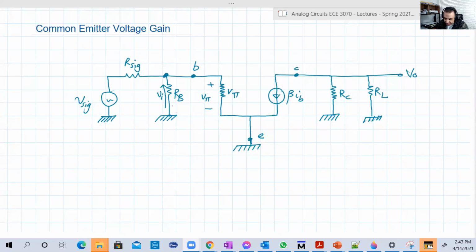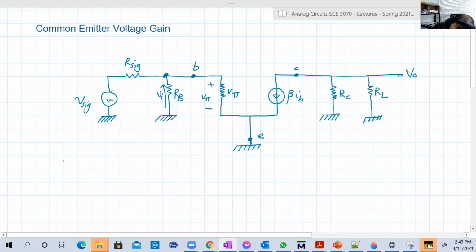Welcome back, guys. In this recording, we're going to continue with our common emitter, our first example. Last recording we found the output resistance and the input resistance, and now we move to voltage gains. I'm saying gains because there are three types of voltage gains. Let's start with the simplest one, the open loop voltage gain.